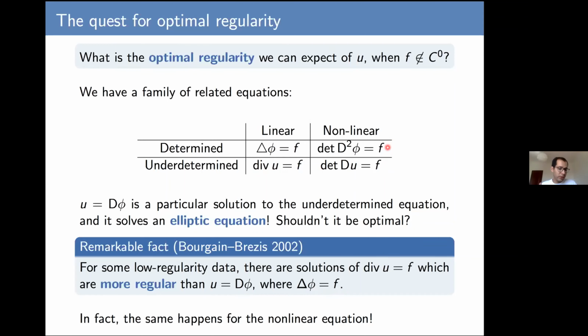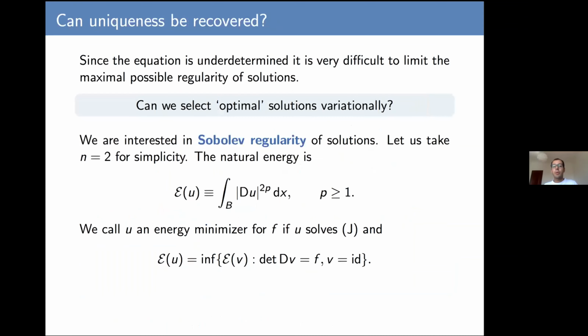So in other words, the underdetermined nature of the equation is what is really making things interesting here. Since these equations are so underdetermined, it's very difficult to limit the maximal possible regularity of solutions. And so a naive idea is to look for solutions which are optimal, they are better in some way, and to do so through a variational principle.